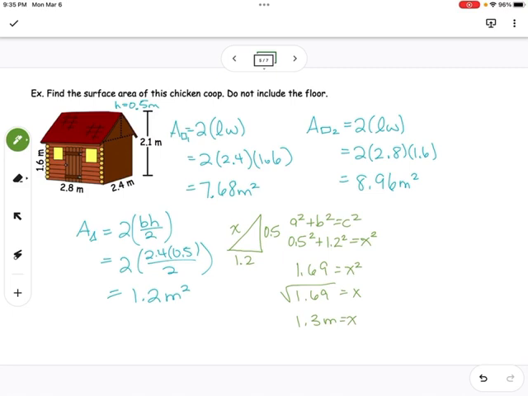So now we can calculate. We have two of the same rectangles as the roof. So finding area of rectangle 3, there's two of those that are length times width. Our length being 2.8 and our width being 1.3. So 2 times 2.8 times 1.3 gives us 7.28 meters squared.